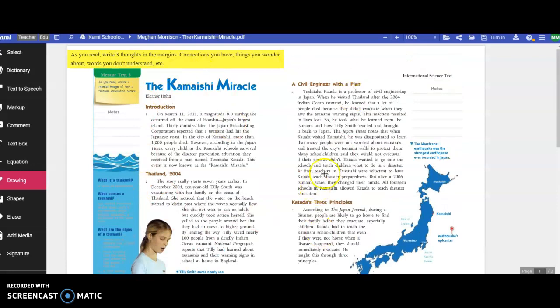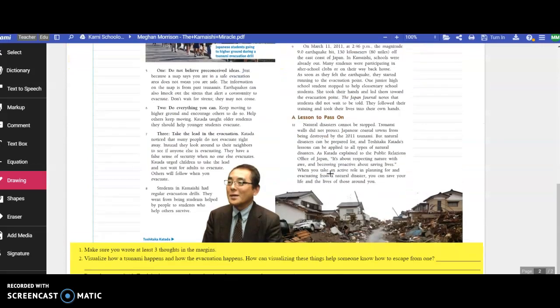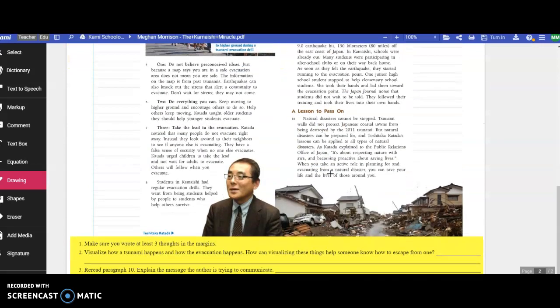The rest of the text will also help give you more information. So don't feel like, oh, I just need to be able to visualize it right now. Nope. Read it. It'll help you visualize as you go, but keep in mind that's what you're going to be doing. So be thinking about that as you read or listen to it.